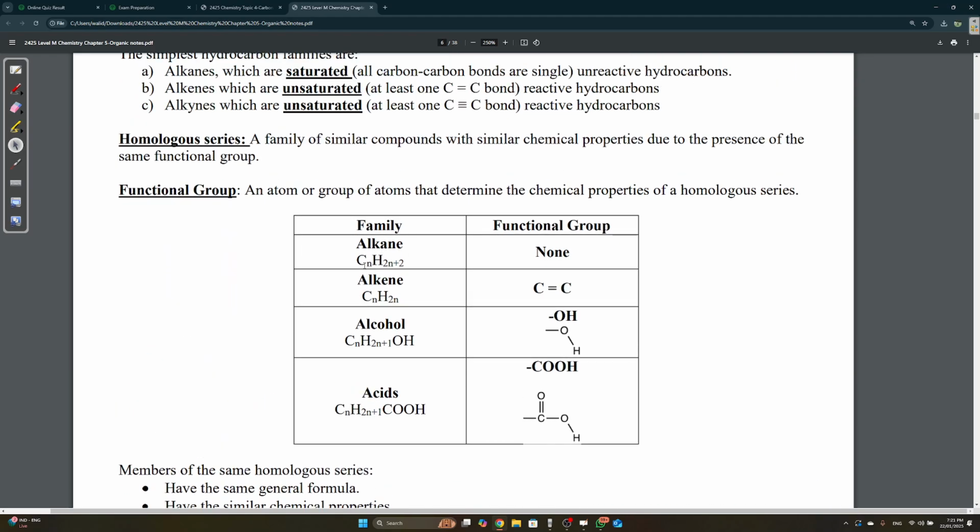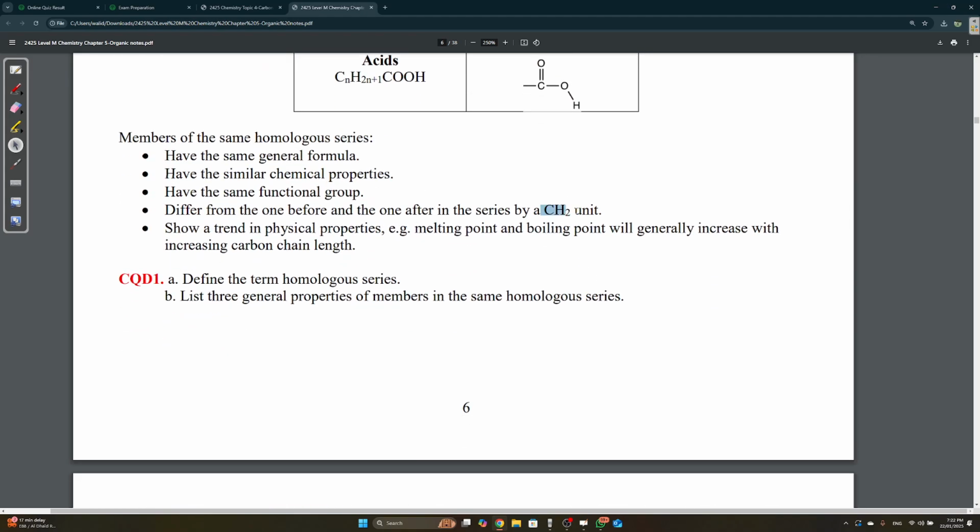So, alkane, C, if n was 1, then H would be 3. No, it would be 4, right? If you add another carbon, it's going to add H2. So every time you add one carbon, it adds H2. That's what it means, okay?